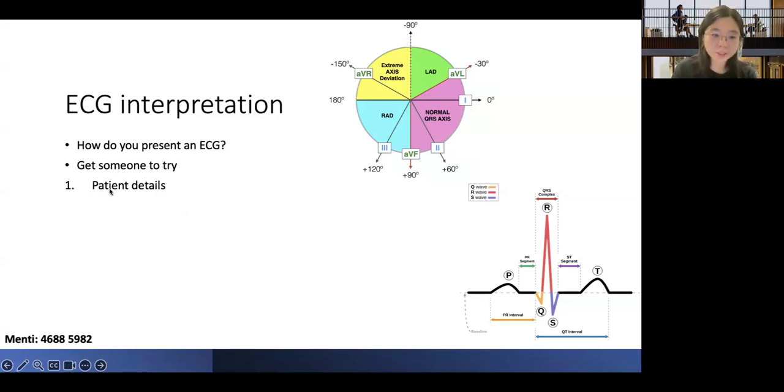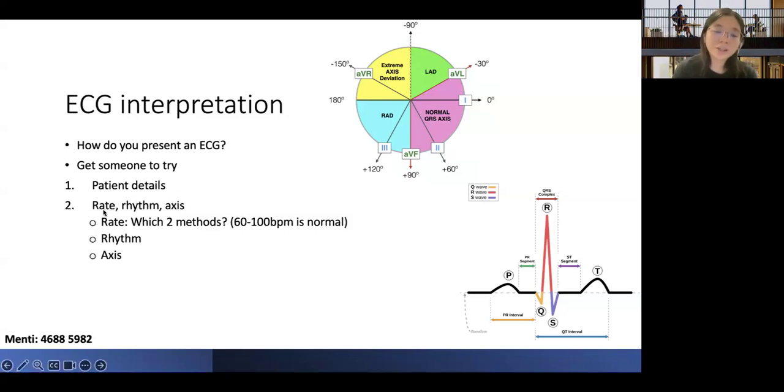So you always start with the patient details, like who are they, what's their name, what's their hospital number, what date is it, what time is it, and the structure generally would be rate, rhythm, and axis. Rate, there are two methods for it. You can either take the gap between the QRS complexes and divide it, or you can just count the number of QRS complexes in a whole 10-second strip and then multiply it by 6. The second one you would use for an irregular rhythm.